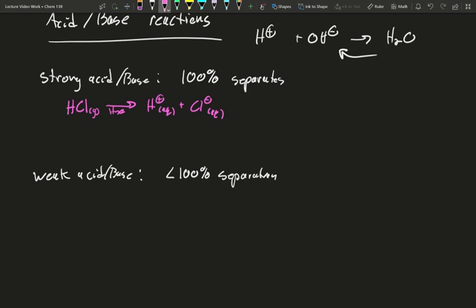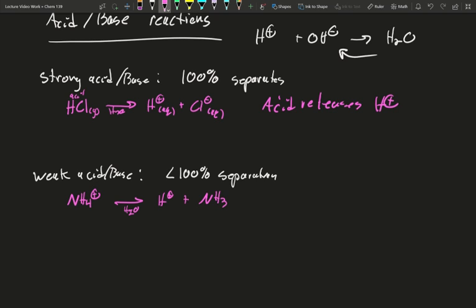It 100% breaks apart. So if you put 1 mole of HCl gas into a liter of water, you will get 1 mole of H plus floating around and 1 mole of Cl minus floating around. This is the idea of an acid. Acid releases H plus. Well, a weak acid is just less than 100%. So this would be something like ammonium. NH4 plus will break apart in water to form H plus and NH3, which means that our ammonium was an acid. It gave away H plus.